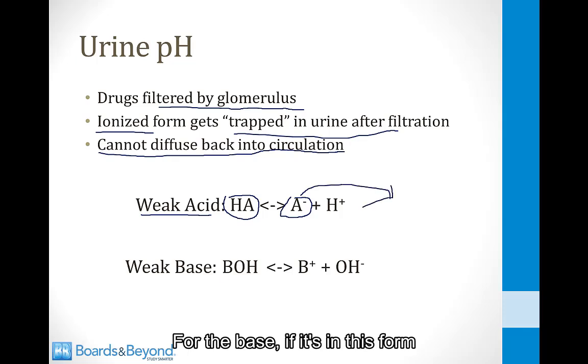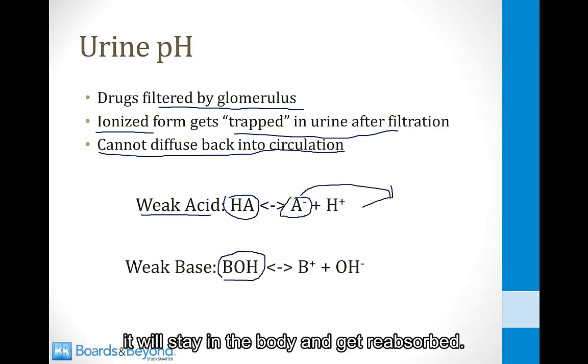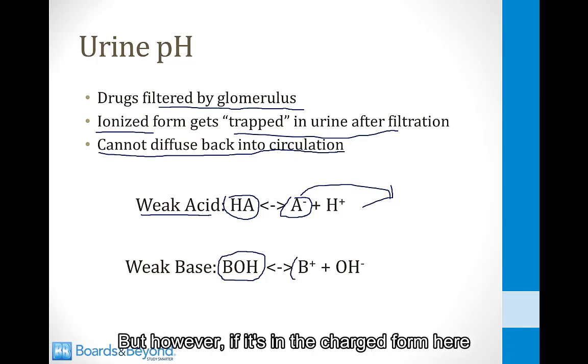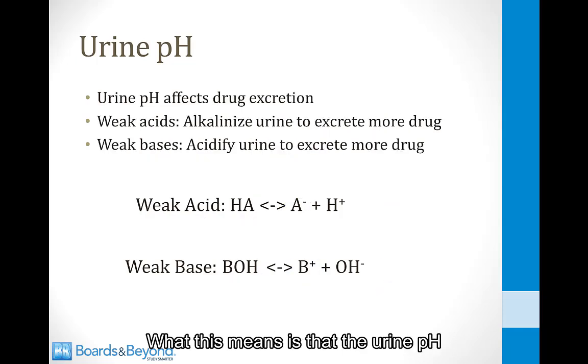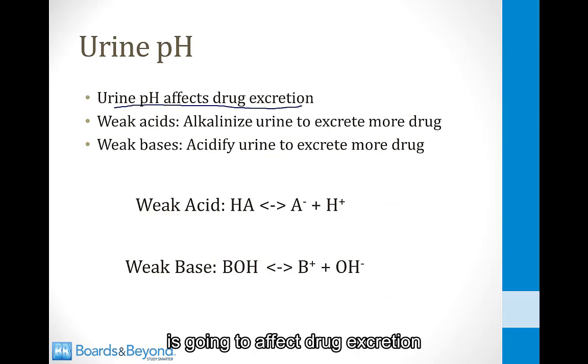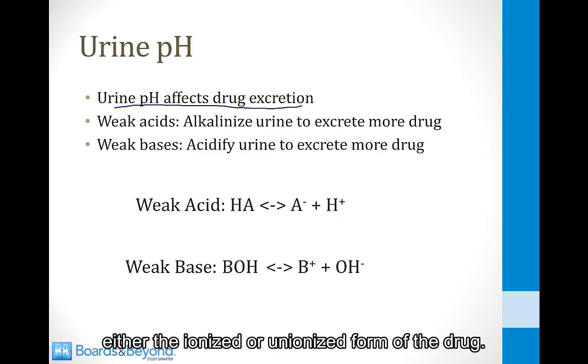For the base, if it's in this form, it will stay in the body and get reabsorbed. However, if it's in the charged form here, it'll stay in the urine and get excreted. What this means is that the urine pH is going to affect drug excretion, because the urine pH can favor either the ionized or unionized form of the drug.